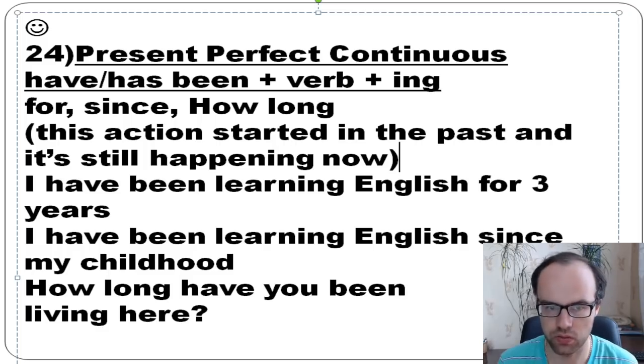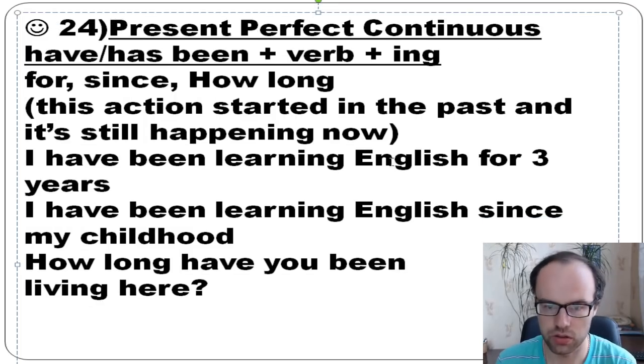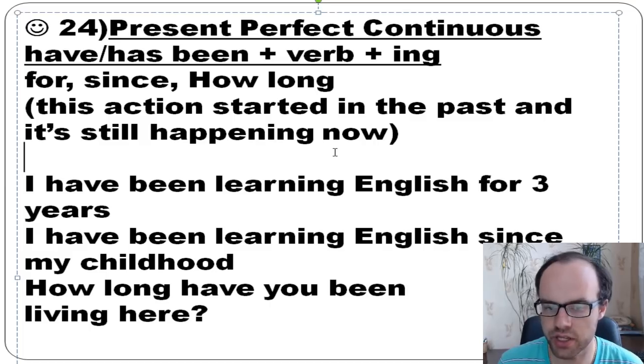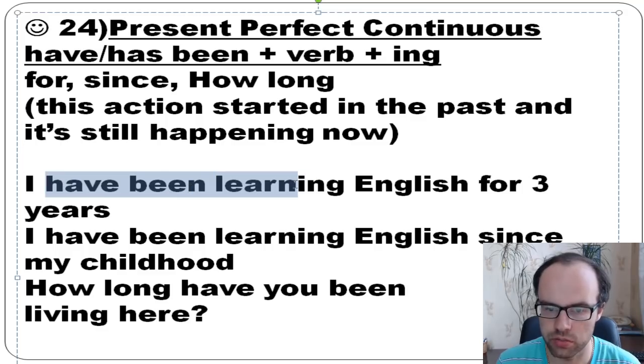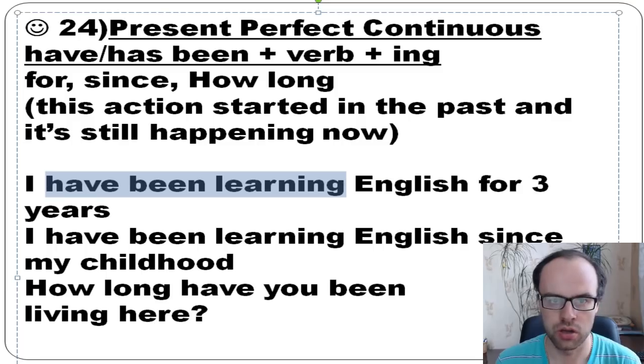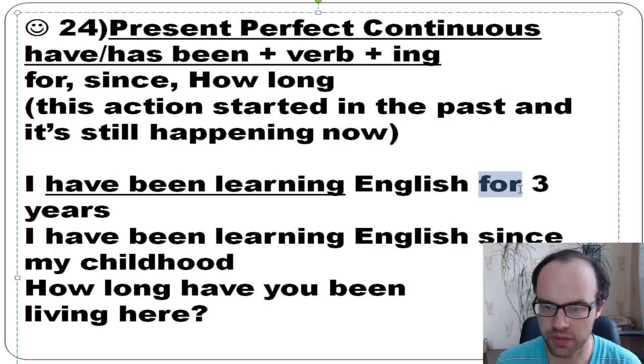Look, I have been learning English for 3 years, okay? So have been plus verb plus ing. I have been learning English for 3 years. We have for. It tells us that we need to use present perfect continuous. I have been learning English for 3 years, okay?